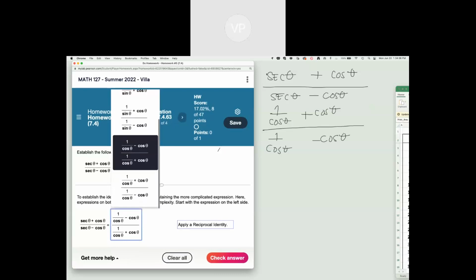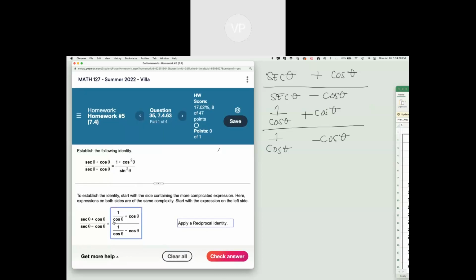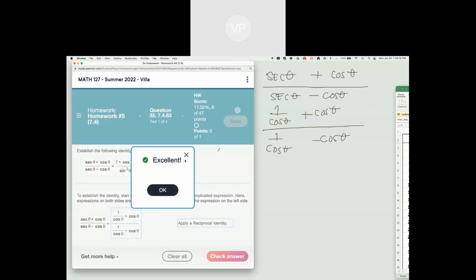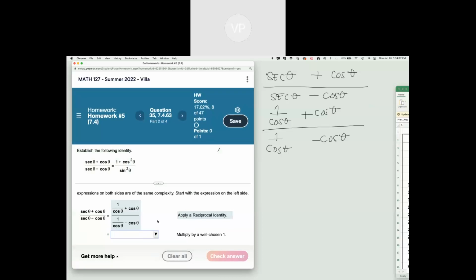I did notice these negatives or positives are off. That's the one right there: 1 over cosine plus cosine, 1 over cosine minus cosine. And it happens when your window is not big enough here. Now we're good. Okay, next, multiply by a well-chosen 1.